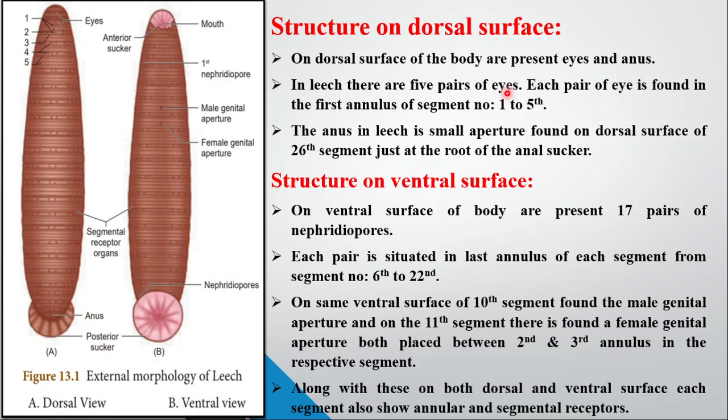which means the position is fixed, and we can explain that from segment 1 to 5 eyes are present, in segment 26 the anus is present, in segment 10 the male genital aperture is present, in segment 11 on the ventral surface the female genital aperture is present, from segment 6 to 22 on the ventral surface the nephridiopores are present. Such fixed positions of organs can be seen in these animals of Annelida, and this type of terminology is known as metamerically segmented animals.